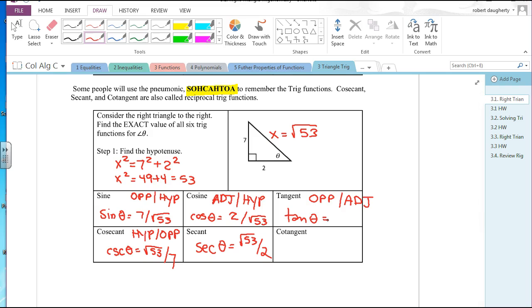You got it. 7 over 2. What's the cotangent of theta? 2 over 7.